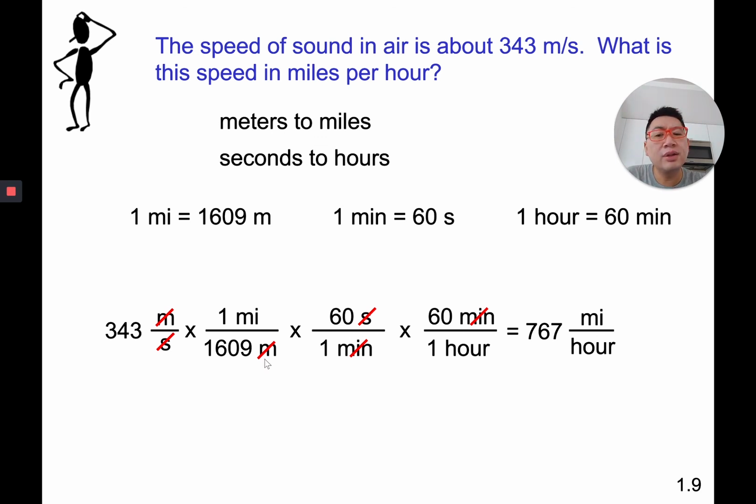And what is all this math? I'm really multiplying by 1. This is 1. That is 1. That is 1. Each of these things is a conversion factor. The top equals the bottom. 1 minute is 60 seconds. 1 hour is 60 minutes. 1 mile is 1,609 meters. It says so here. These are my conversion factors.